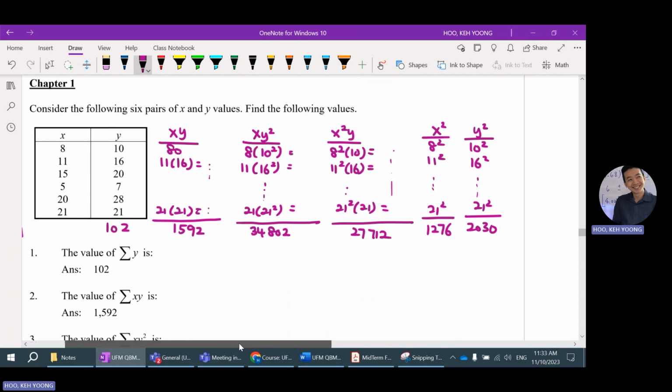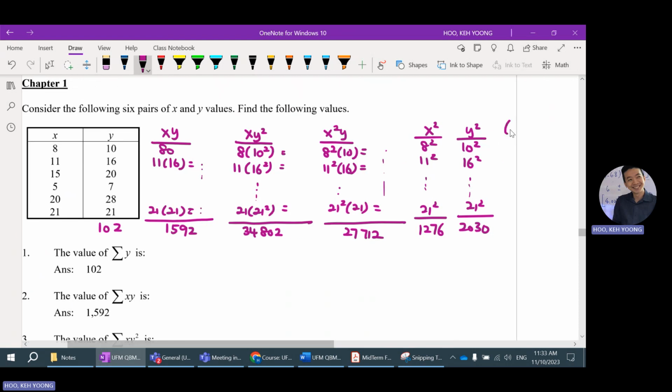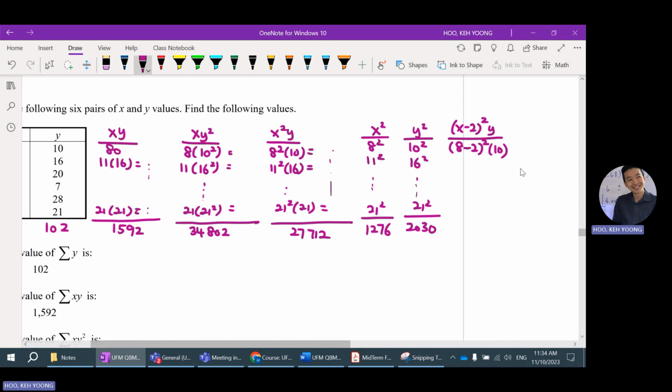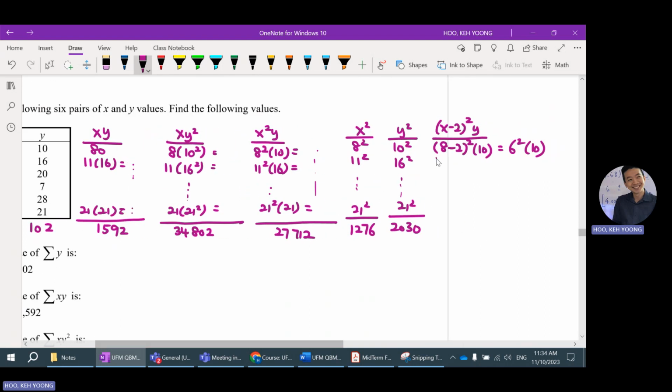The last one is total x minus 2 squared times y. So you will have to take the x value minus 2, squared, times 10. Which means you will have 6 squared times 10. Next value 11: 11 minus 2 squared times 16, so 9 squared times 16. You calculate all these until the last one.